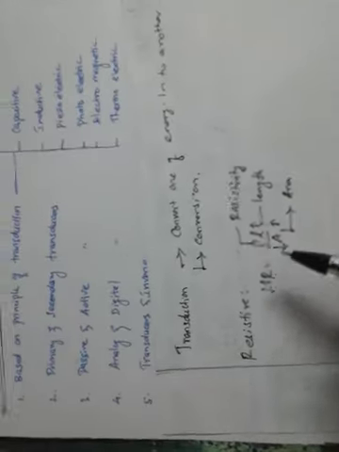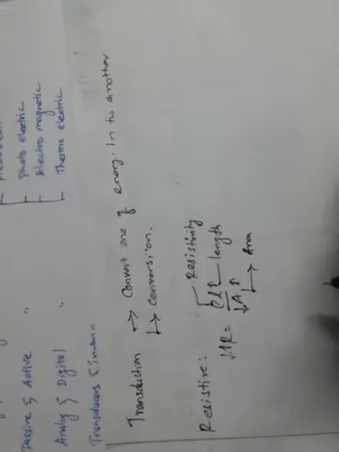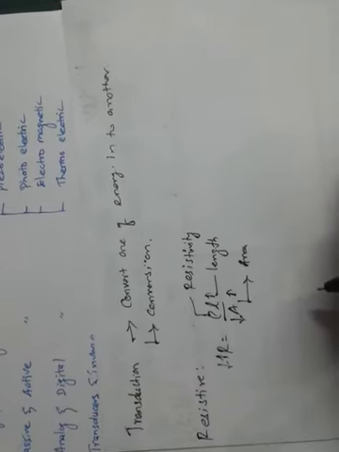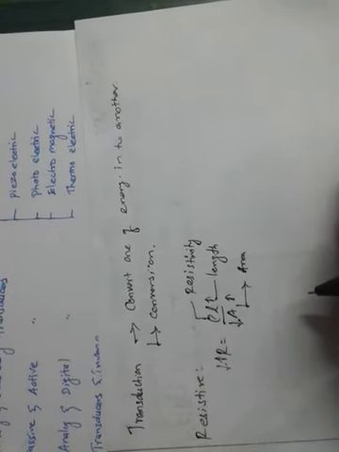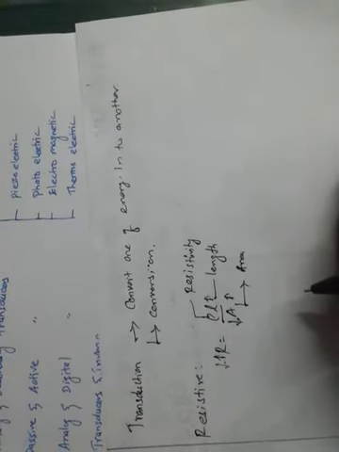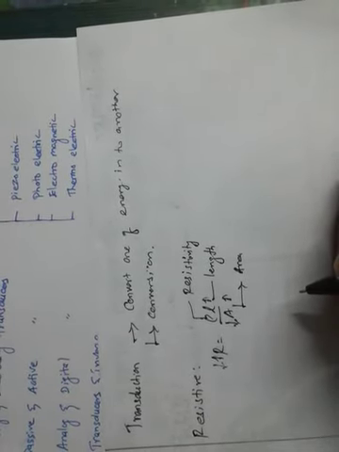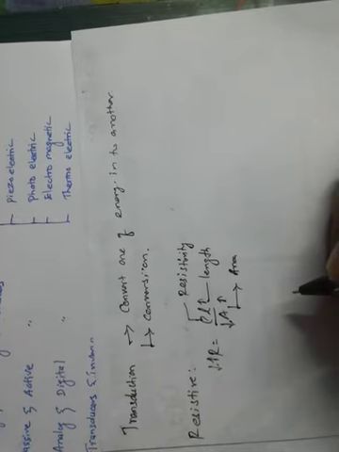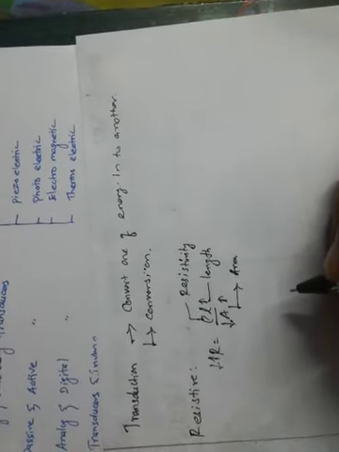In resistive transducers, there are devices like the potentiometer, resistive strain gauge, Pirani gauge, hot wire meter, resistive thermometer, and thermistor. So these are all under the category of resistive transducers.